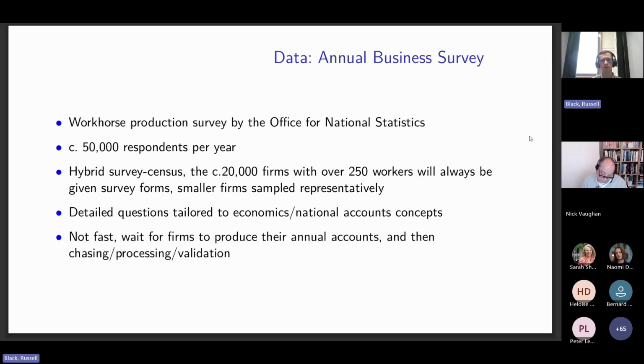The main data set I'm going to use is the ONS Annual Business Survey. The ONS Annual Business Survey is the ONS's workhorse large survey of businesses. It's badly named. It's a hybrid survey census. So it is a survey of SMEs, and it is an economic census of large companies.